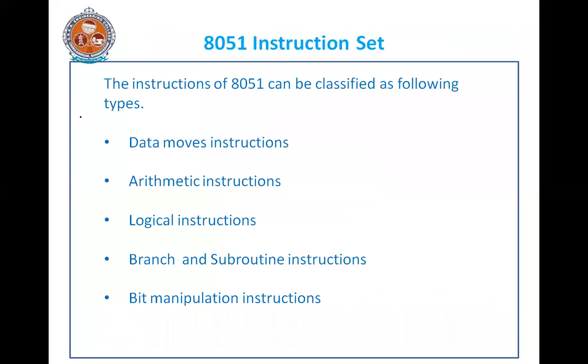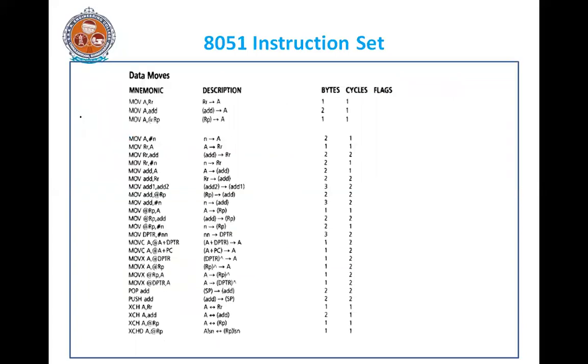The instruction set of 8051 can be classified as the following types: data move instructions, arithmetic instructions, logical instructions, branch and subroutine instructions, bit manipulation instructions. Now we will see all the instructions in detail. The first one is data moves.